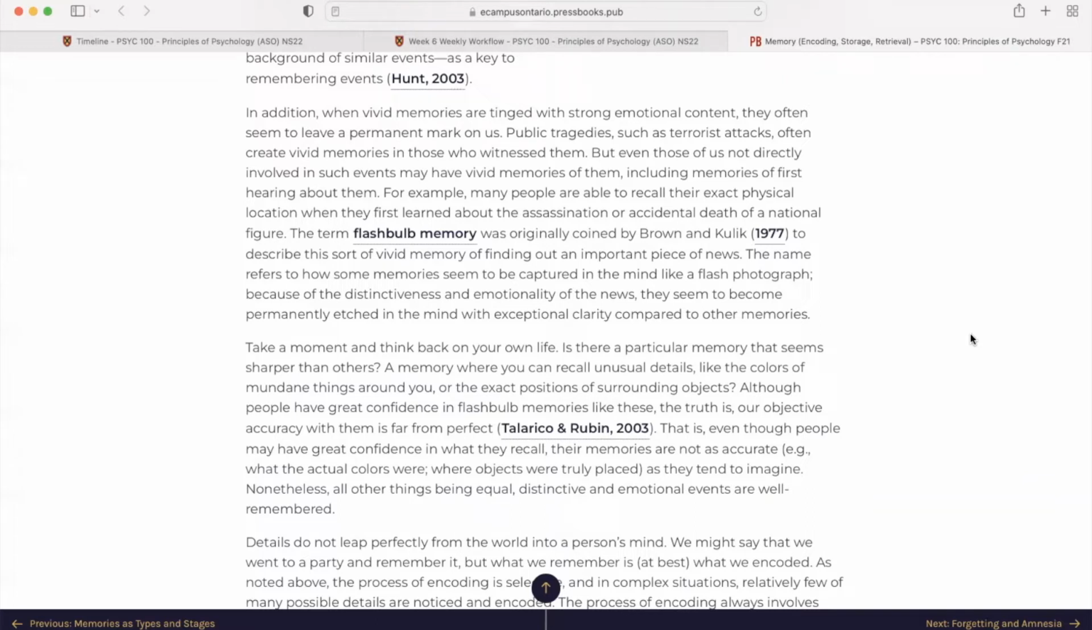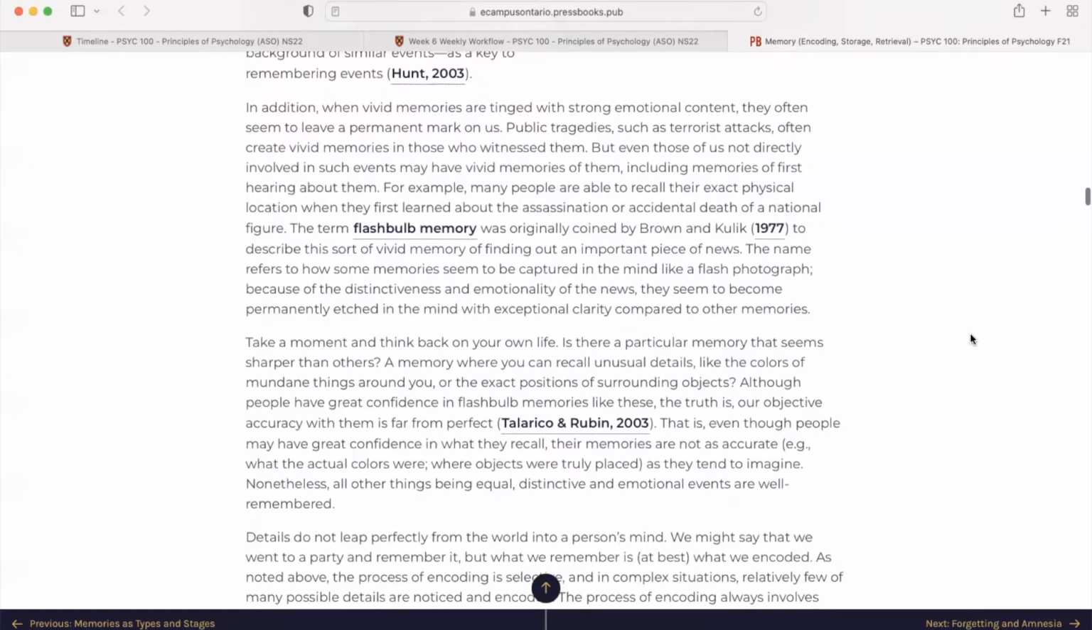Take a moment and think back on your own life. Is there a particular memory that seems sharper than others? A memory where you can recall unusual details like the colors of mundane things around you or the exact positions of surrounding objects. Although people have great confidence in flashbulb memories like these, the truth is our objective accuracy with them is far from perfect. That is, even though people may have great confidence in what they recall, their memories are not as accurate as they tend to imagine. Nonetheless, all other things being equal, distinctive and emotional events are well remembered.